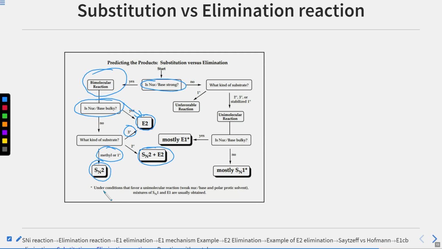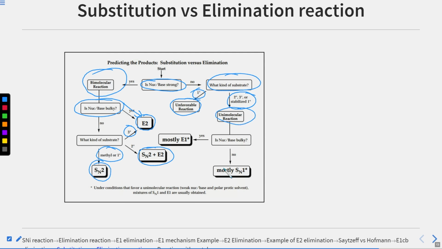Now next, what happens if the nucleophile or base is not strong? Then we will see which kind of substrate it is. If it is 1 degree, then it will give no reaction. So this should be kept in mind, that if your nucleophile or base is not strong, plus your alkyl halide is also 1 degree, then you will not get any reaction. But if your alkyl halide is 3 degree, 2 degree or 1 degree stabilized, then it will give unimolecular reaction.